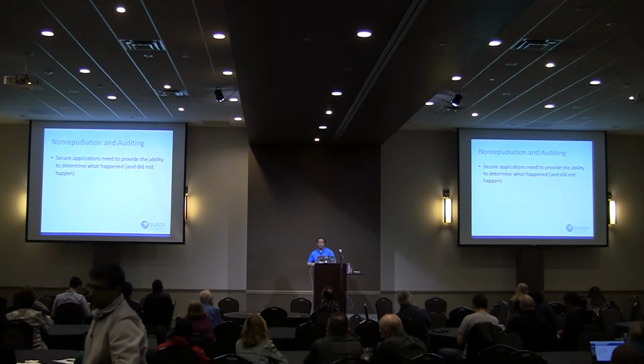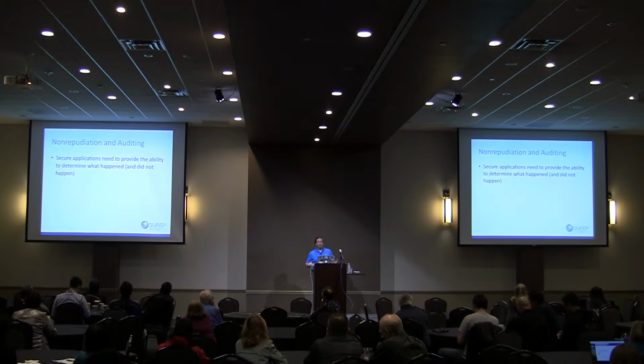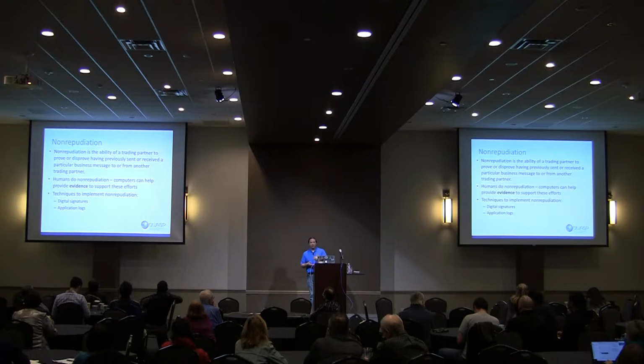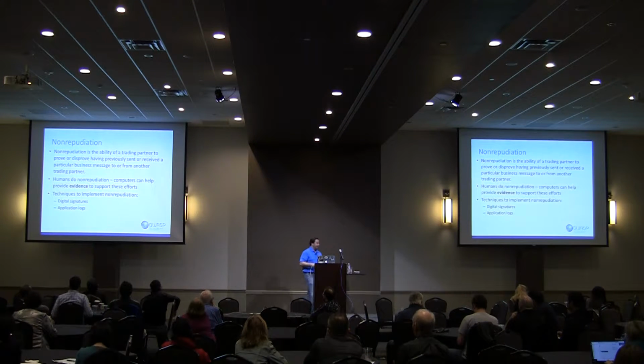Non-repudiation and auditing. Secure applications need to provide the ability to determine what happened and what didn't happen. The way we do this is with non-repudiation and auditing. Non-repudiation is the ability of a trading partner to prove or disprove having previously sent or received some message to or from another person. So humans do non-repudiation. Computers help provide evidence to support those efforts. The techniques we use to implement non-repudiation are what's called a digital signature, which I'll talk about in a second, and logs.